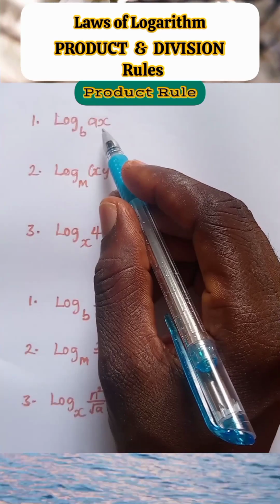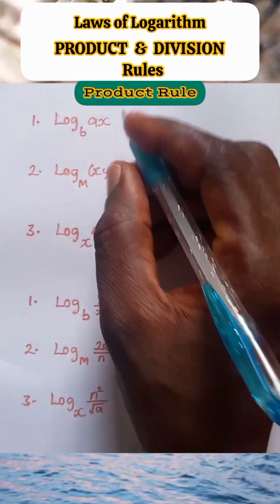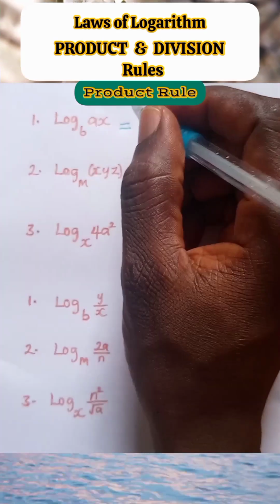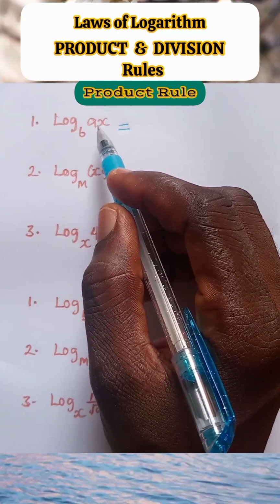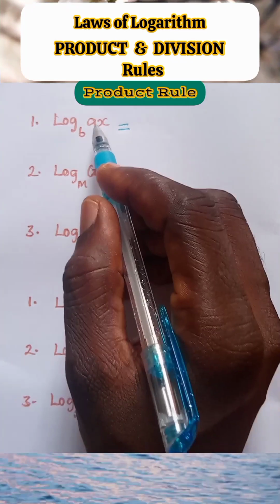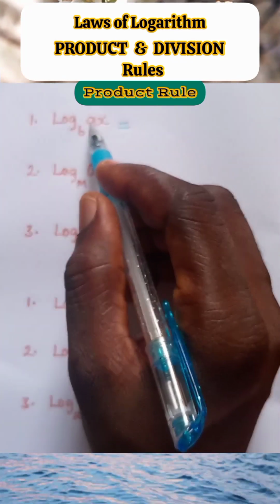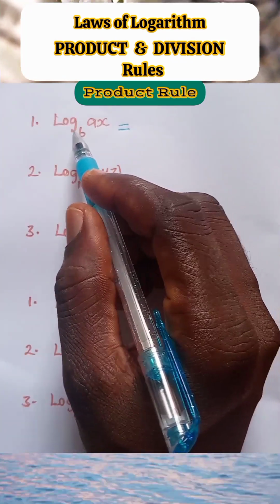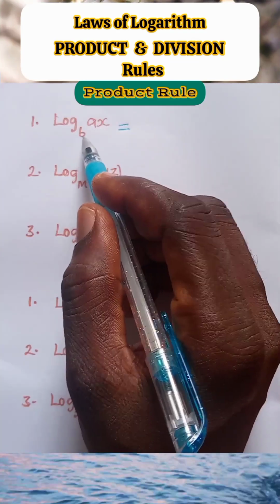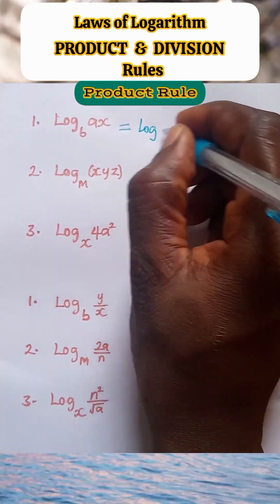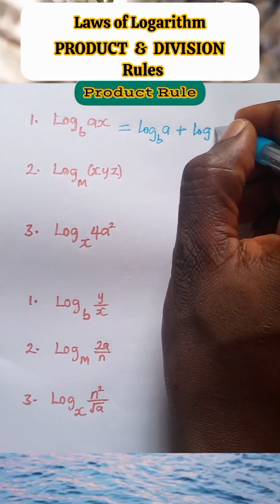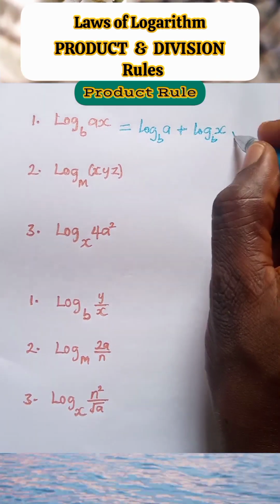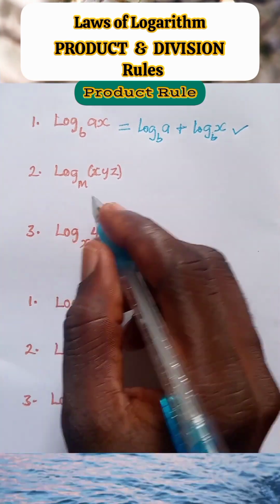Log AX to base B. According to the product rule, when you have the logarithm of terms that are related by multiplication, you use addition to separate the terms into their individual log. And so, log AX to base B is equal to log A to base B plus log X to base B.